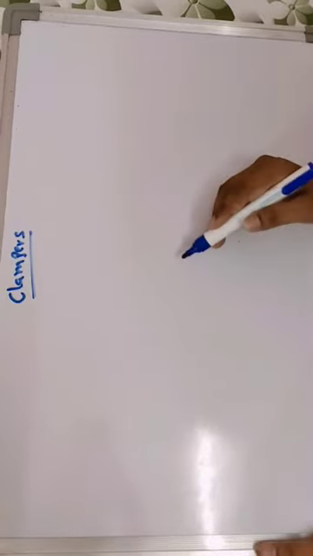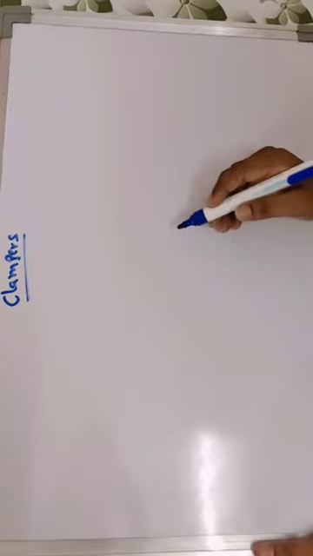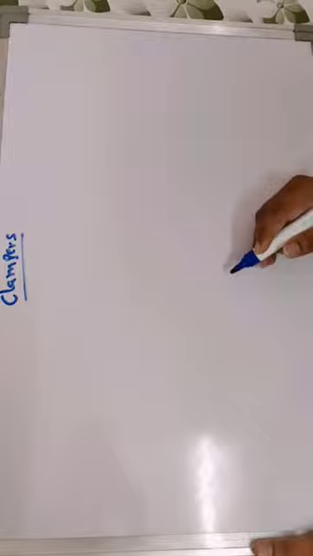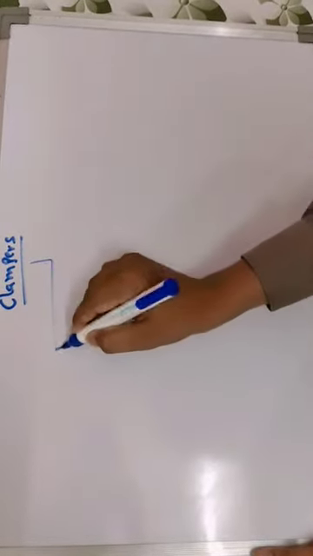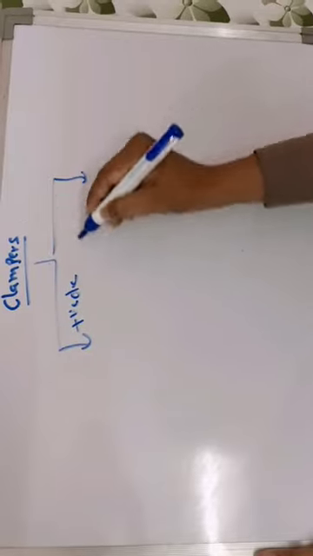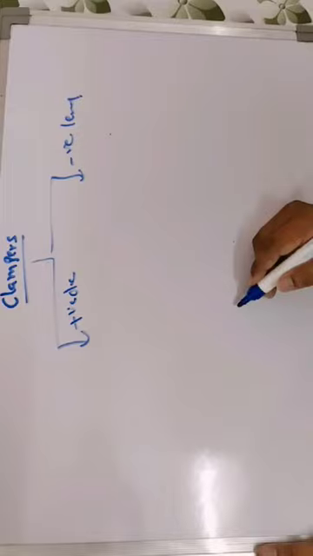Adding a DC level, that is either a positive DC level or a negative DC level, to the AC input signal is called clamping. Based on how we are adding, either a positive DC level or a negative DC level, the clamper circuits are classified into two types.